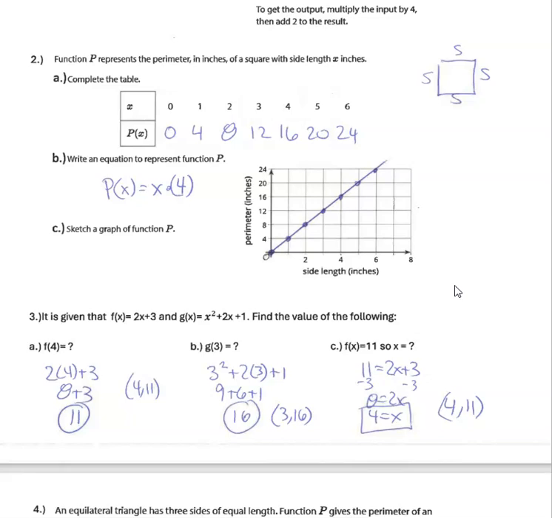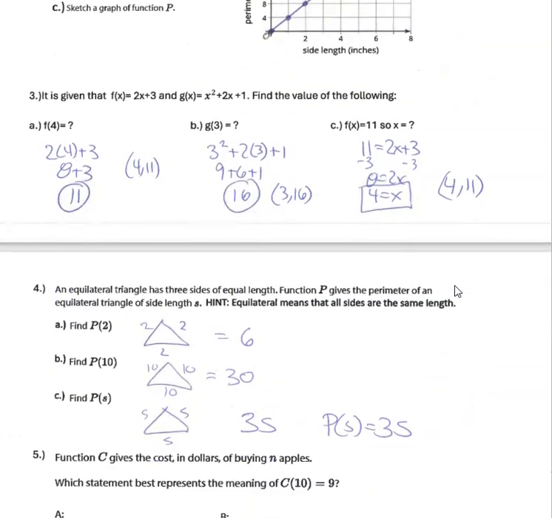And what we found was just whatever the side is, which we are calling x, you are going to multiply by 4. So p of x, the perimeter when the side length is x, is going to be 4x. Then it says sketch this out. I went over and plotted my points. Since you can have a side length of like 2.1357 inches, then I connected my points because it is continuous.